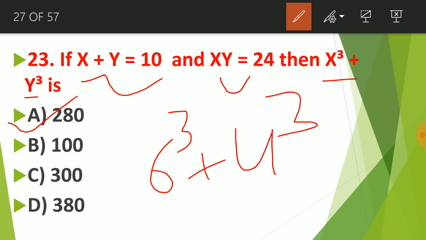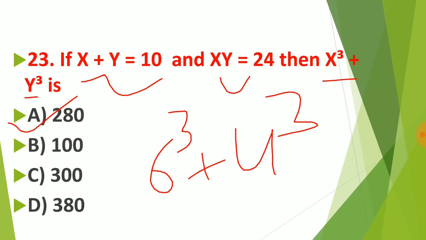For this type of question, you need to know the value of cubes till 20 and the value of squares till 20. Don't take much time in your examination to calculate the value of 6 cube, 8 cube, 15 cube. You need to remember them, you need to make a formula, you need to recall them.